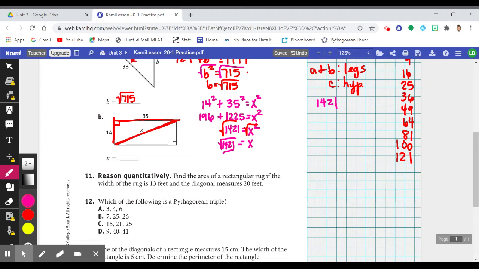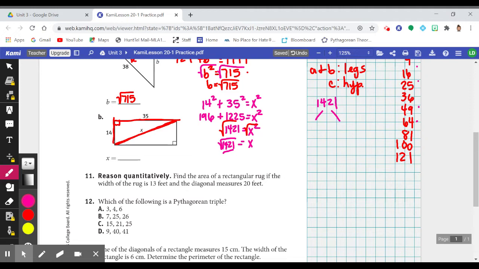So I'm going to show you another method. Maybe if you don't recall your perfect squares, maybe that's a little bit of a challenge. So I'm going to show you another method here on B using something we call the factor tree. So maybe you can't figure out the perfect squares, maybe you don't recall those. Start by figuring out two factors of 1,421.